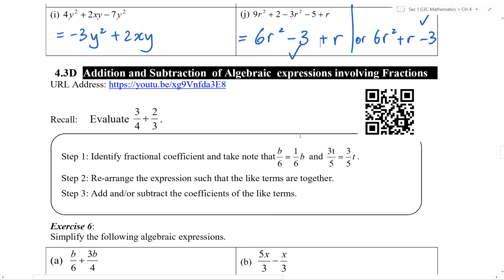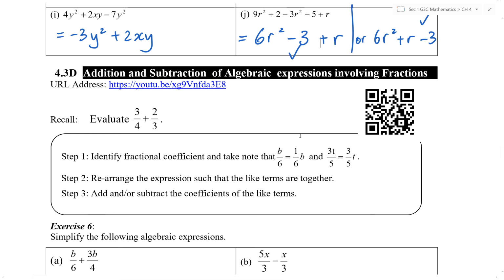Okay, today we are bringing you back to primary 2. Is this primary 2? Primary 3. Primary 3? No, I think primary 2, right? Primary 3, okay, primary 3. 3 over 4 plus 2 over 3. How much is that?